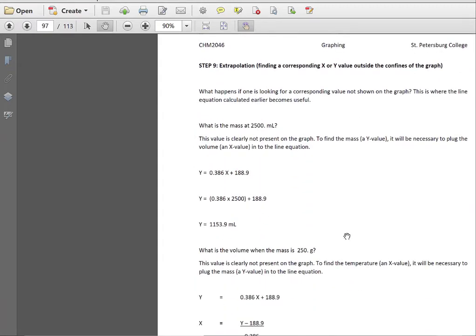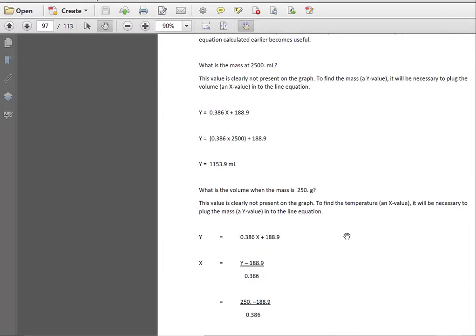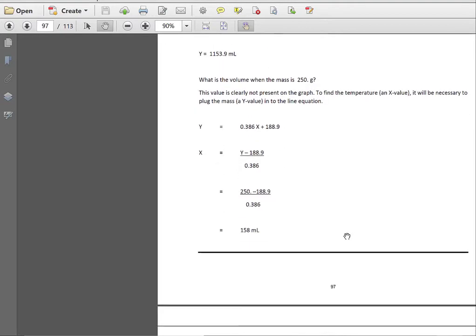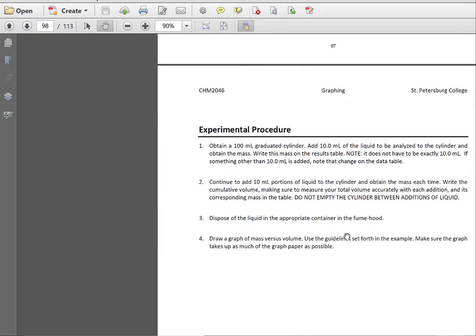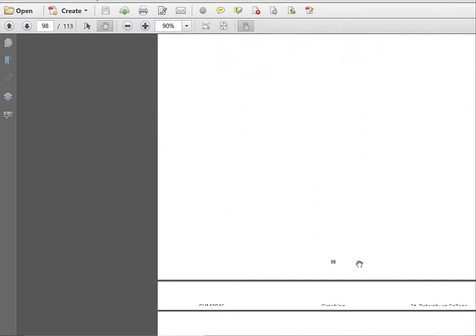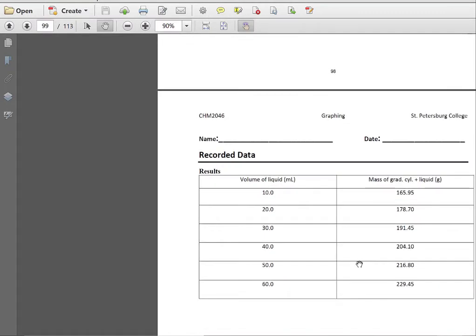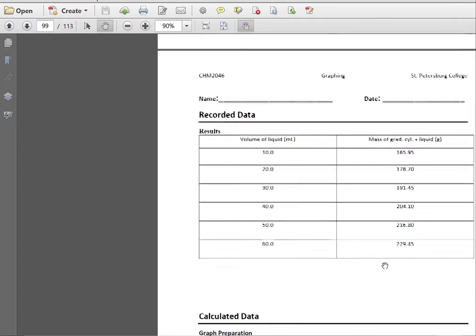I'll show you where the data is. One is in the results and one is in the post lab. Both graphs have to be graphed and uploaded. Without the uploaded image, if I can't see the image, you won't get the grade. The first graph is right here under experimental procedure, where you're going to plot this value. You have volume versus mass, and the volume in this case will be your x-axis. The mass of the graduated cylinder with liquid will be on your y-axis.